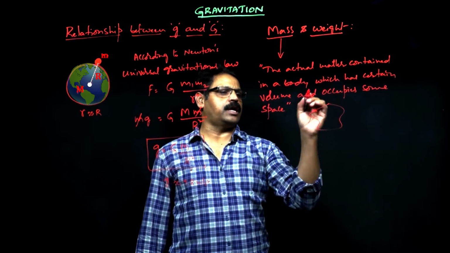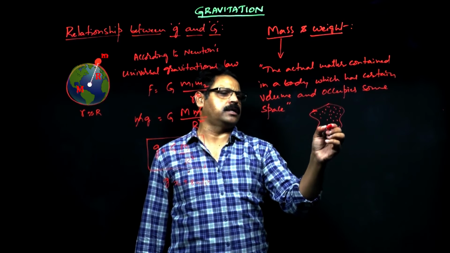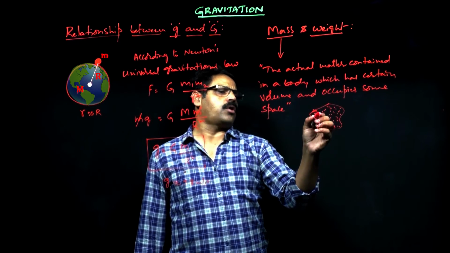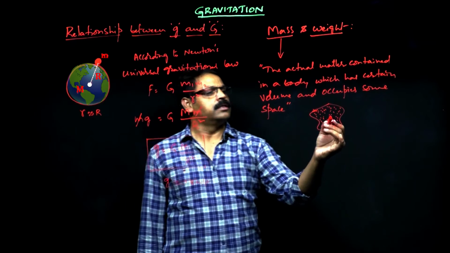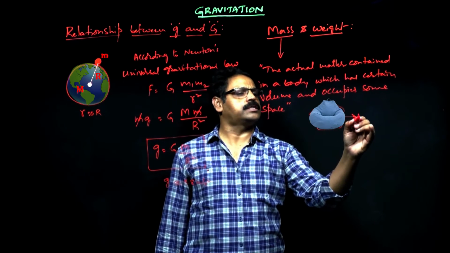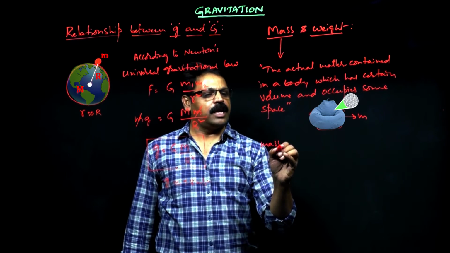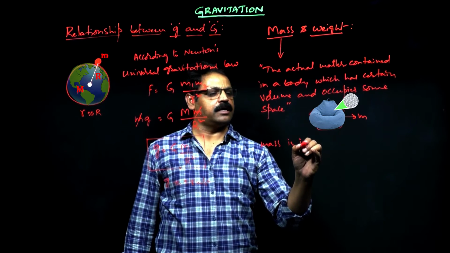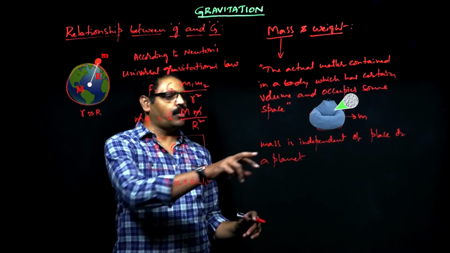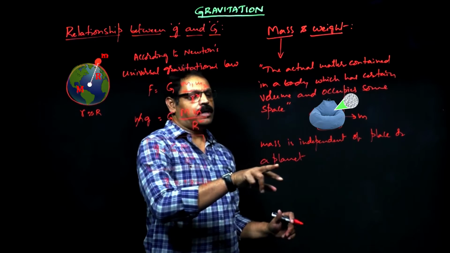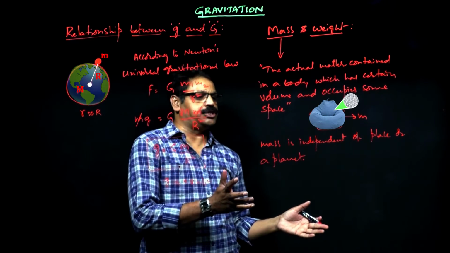For example, if I consider a body like this, here you have the materialistic particles. It is made of some materialistic particles. If I consider the cotton, these are all the cotton fibers. The cotton fibers together form a cotton ball. Here, this is the mass. Mass of the cotton ball is something. So what is the actual content in that? And mass never changes. Mass is independent. Mass of a body is independent of place or a planet. So on every planet, the mass of the body remains the same. It is not going to change.